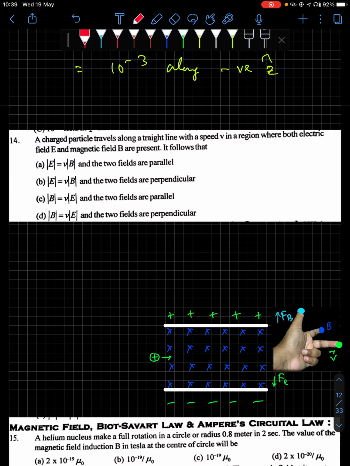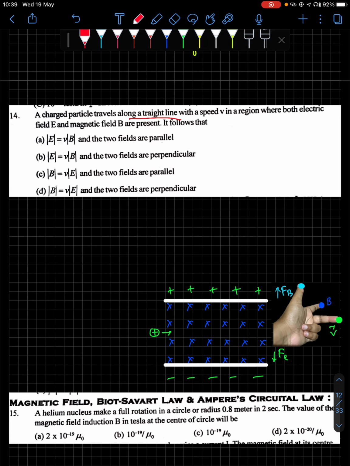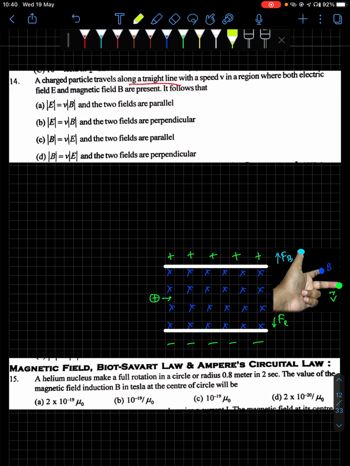Next, question number 14. A charged particle travels along a straight line with speed v in a region where both electric and magnetic fields are present. Which condition is valid? This is again the velocity selector. If you fire a charged particle in crossed electric and magnetic fields and it goes along a straight line, then magnetic force and electric force have to be equal.